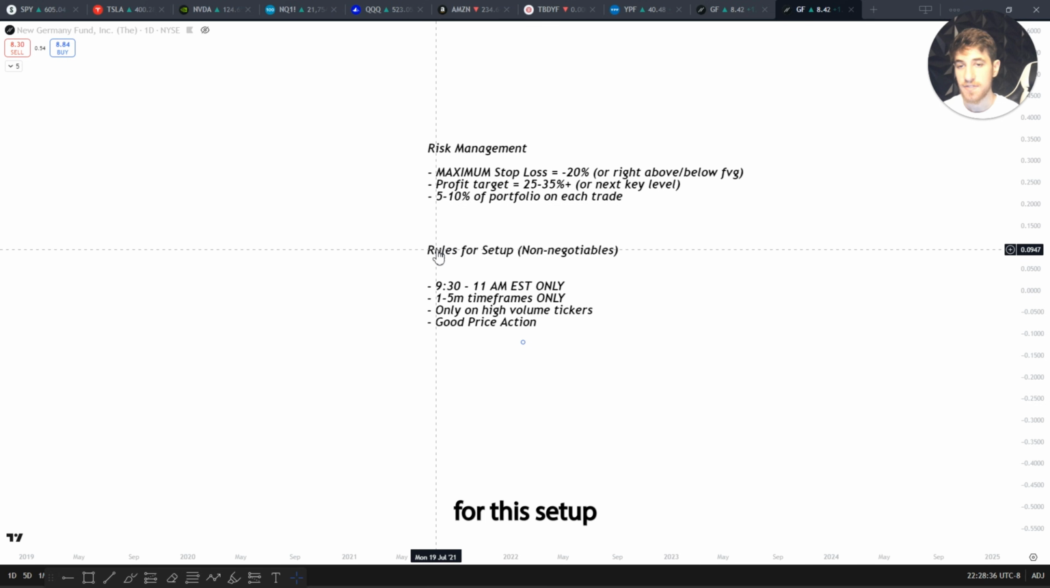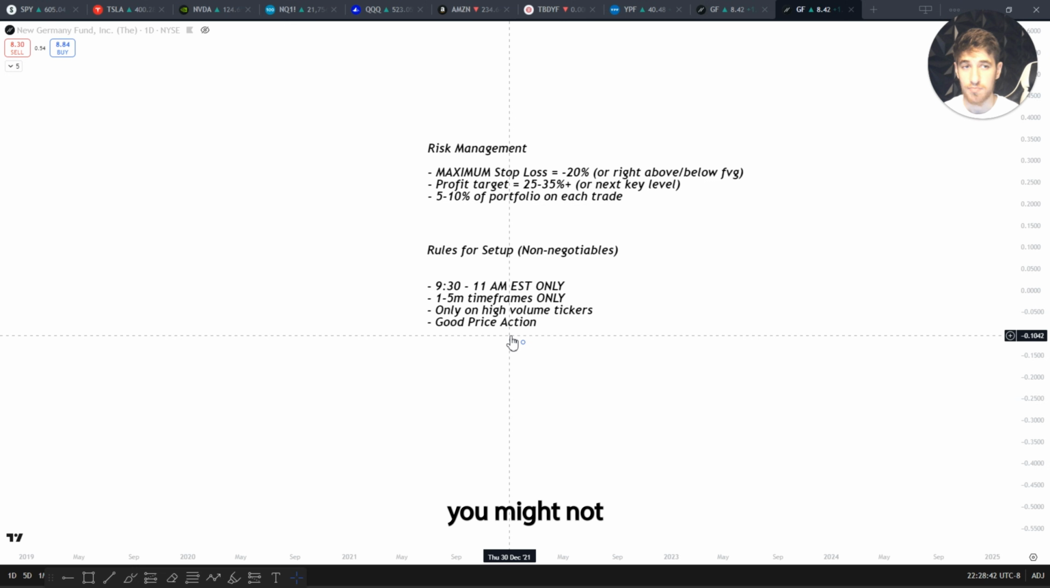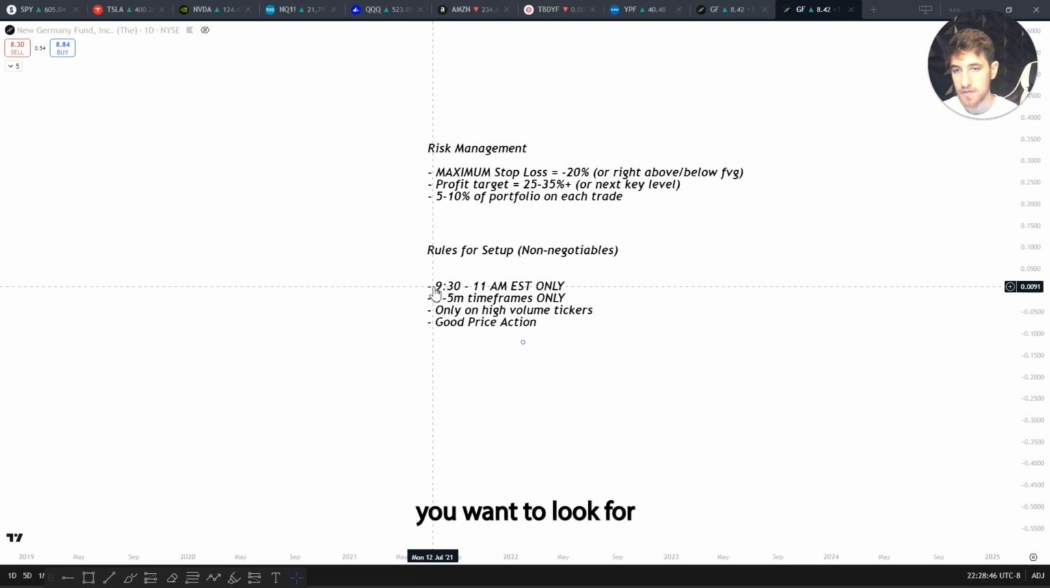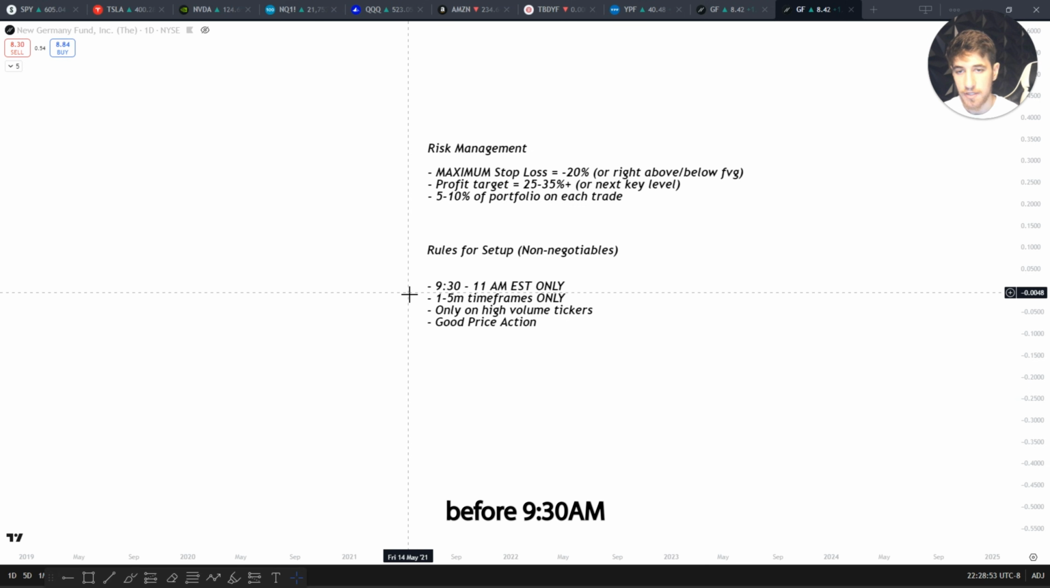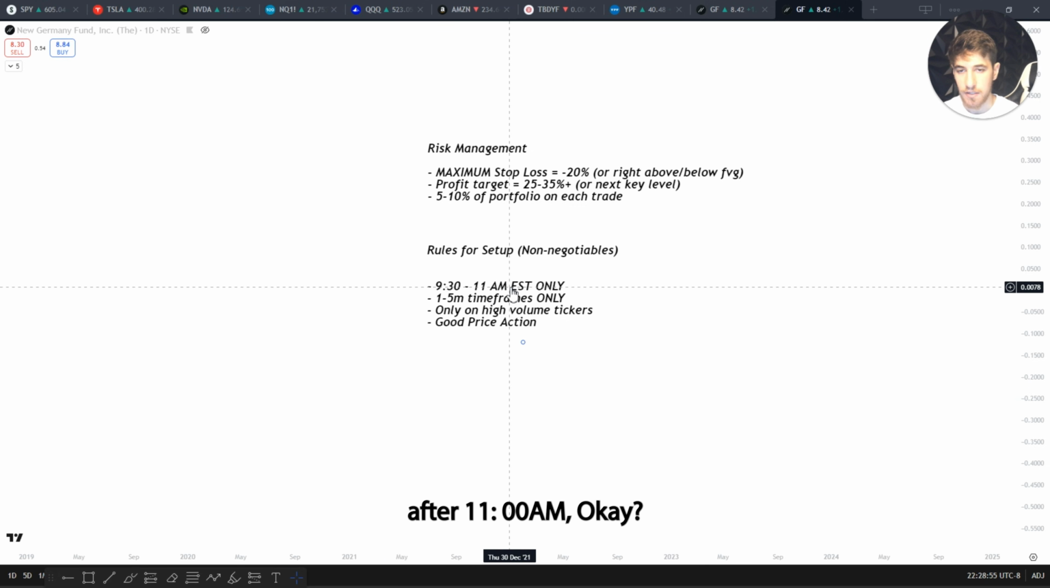All right, guys, for this setup, these are the very, very important things that will give us an A+ setup. A lot of you guys kind of skip past this, and that's why you might not get good trades. First thing you want to look for is the setup has to be between 9:30 and 11 a.m. Eastern time only. We are not trading before 9:30 and we are not trading after 11 o'clock, okay? Only between these two periods of time can we trade this setup to get the best results.